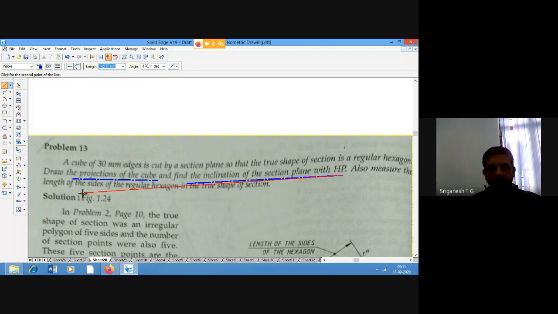Also measure the length of the sides of the regular hexagon. So the hexagon that we get, what is the side length? Each side, what is the length of the hexagon in the true shape? Now say for example, what is this question?